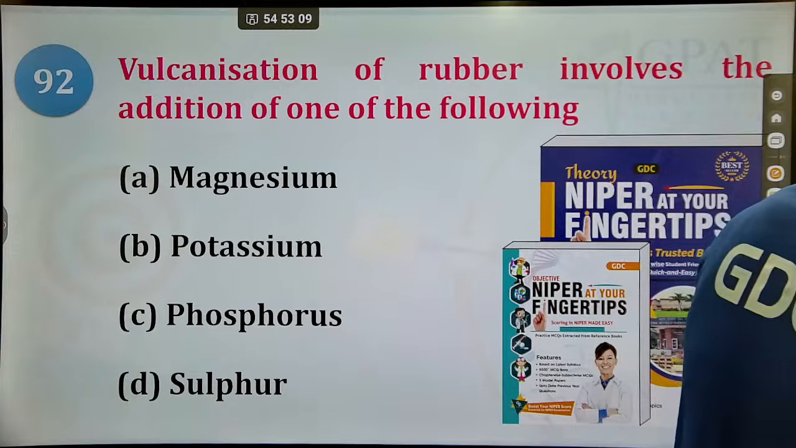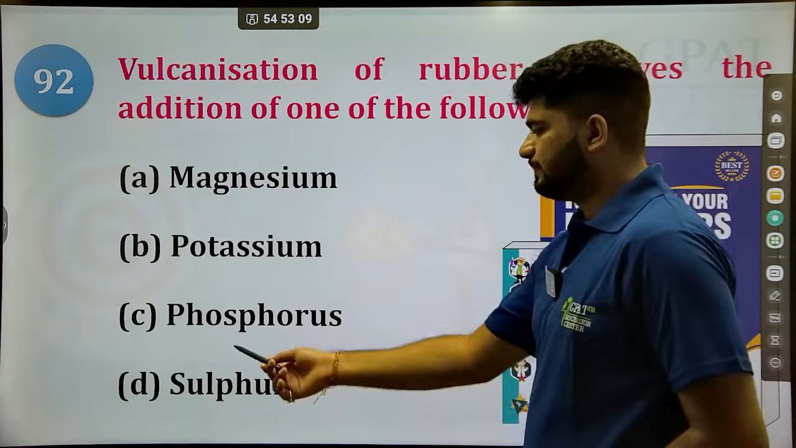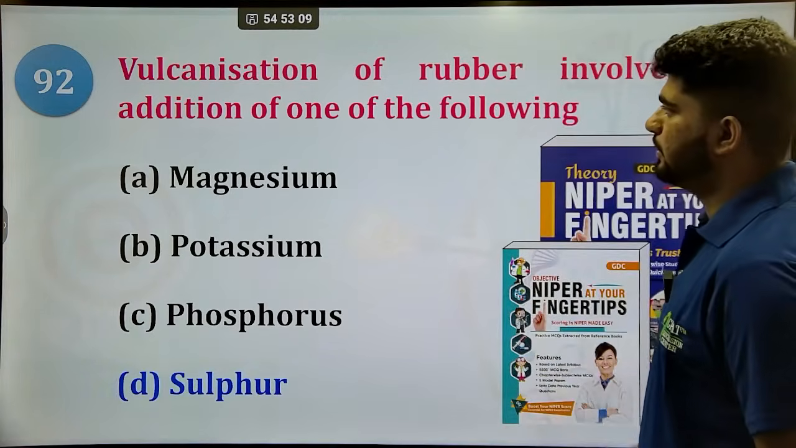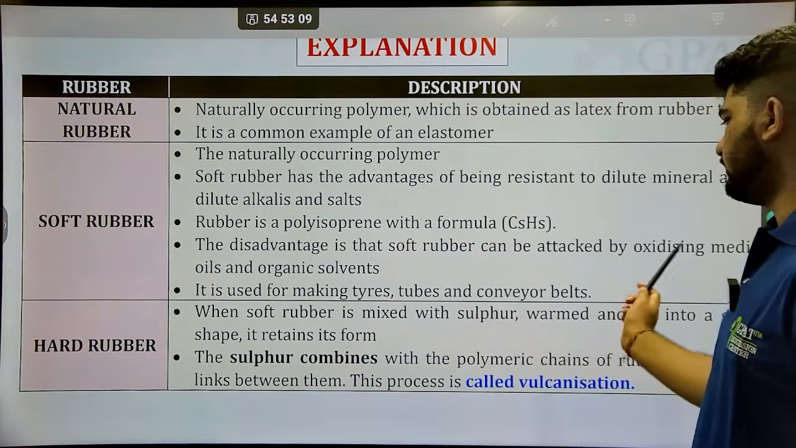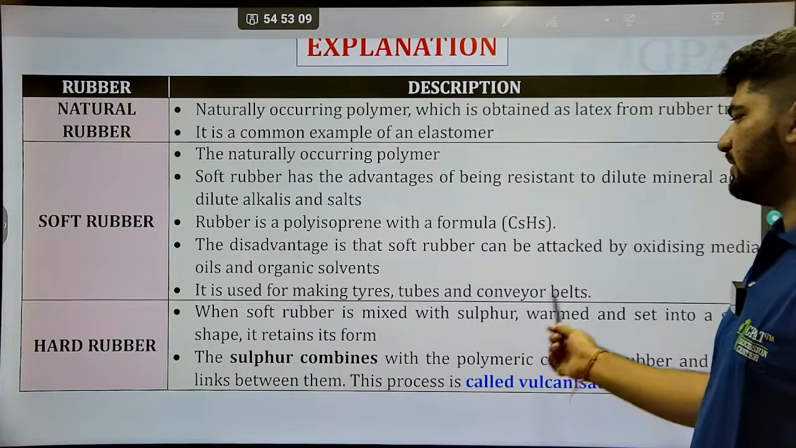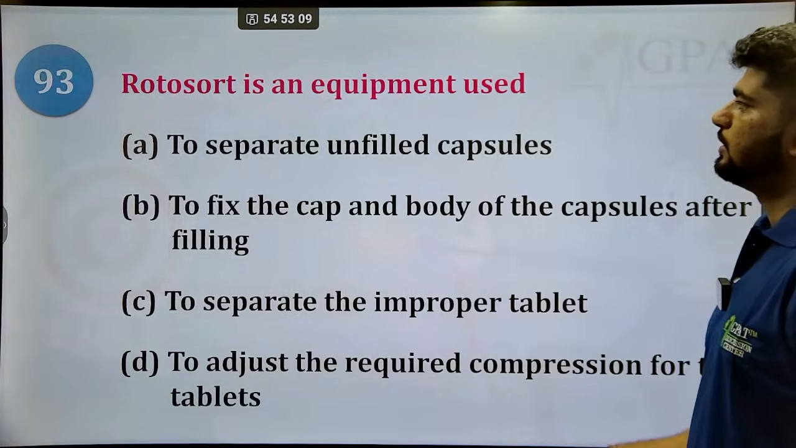Vulcanization of rubber. That is through only sulfur. Simple. Here you can see vulcanization. Sulfur combines with the polymeric chains of rubber and forms cross links between them. That is your vulcanization, right?